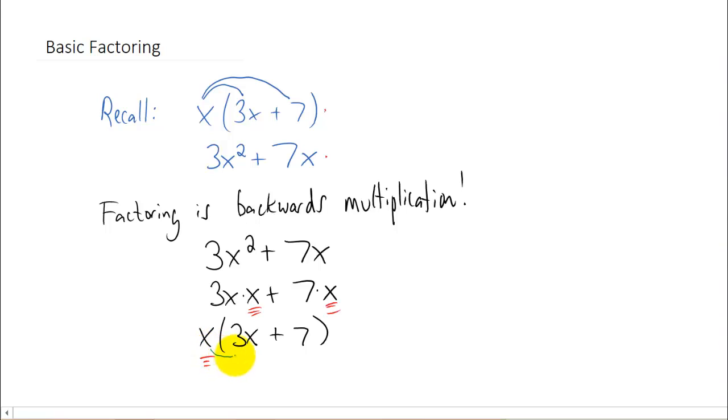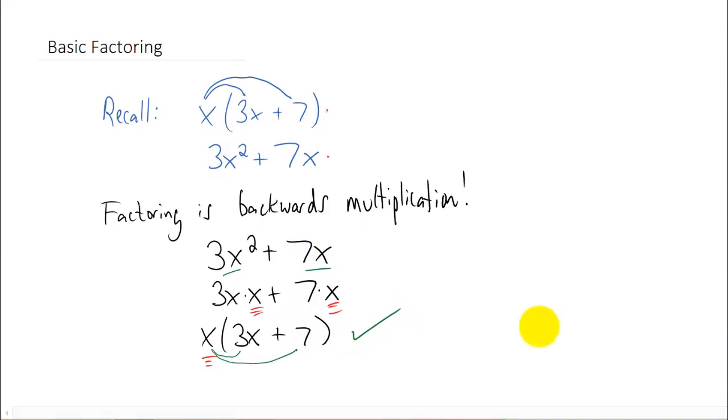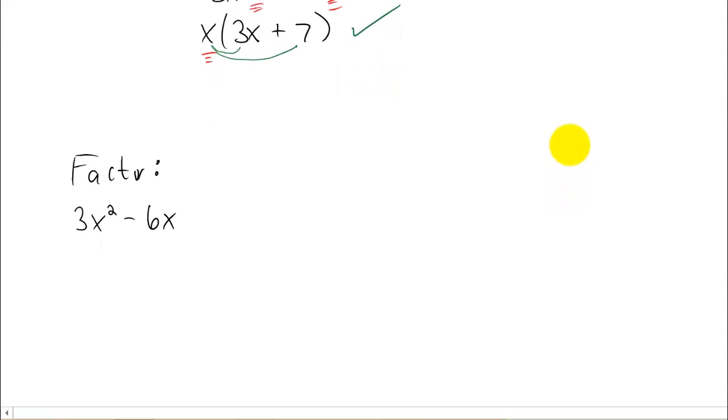You would take this x and multiply it by 3x. It would give you 3x squared. And you take that same x and multiply it by 7, and it would give you 7x. So everything checks out. All right, I know this might be a little confusing at first. Let's take a look at another example.